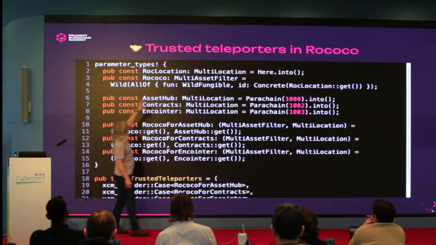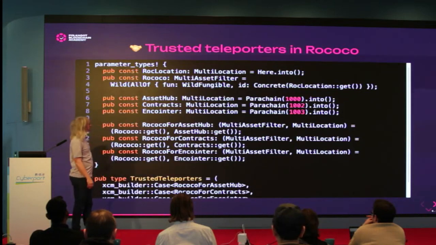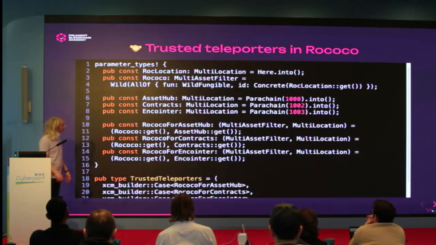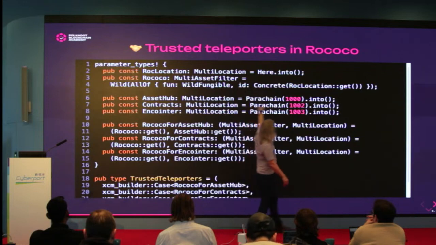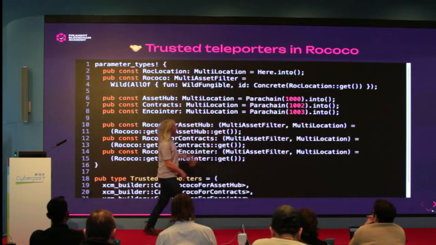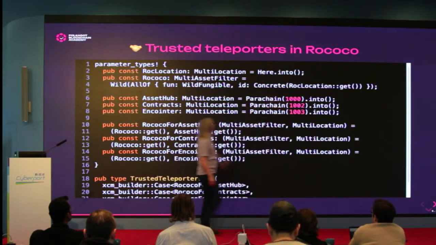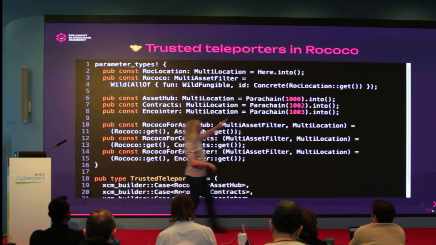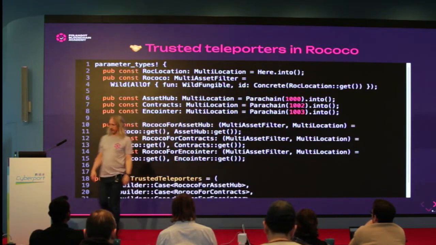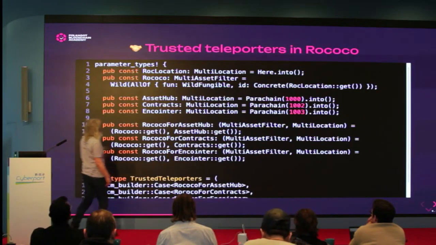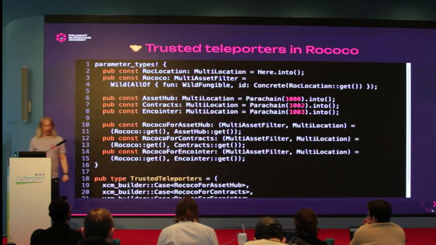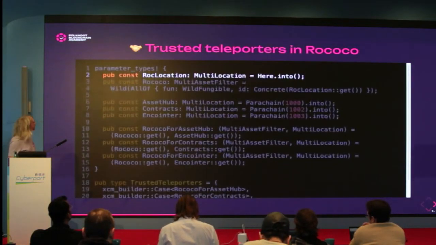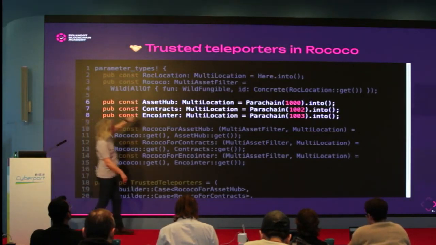And then Rococo is just a wildcard that matches the ROC location, right? So it's fungibles of here, ROC location get, just returns here. You don't need to worry about concrete, that's gone in the most recent version of XCM. So it's basically just a wildcard that matches specifically the ROC token. Maybe it doesn't come up in this particular bit.